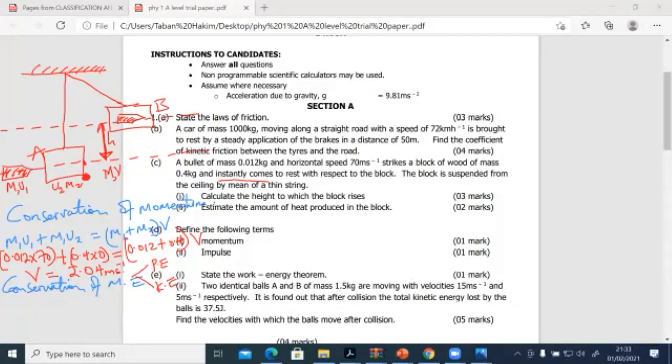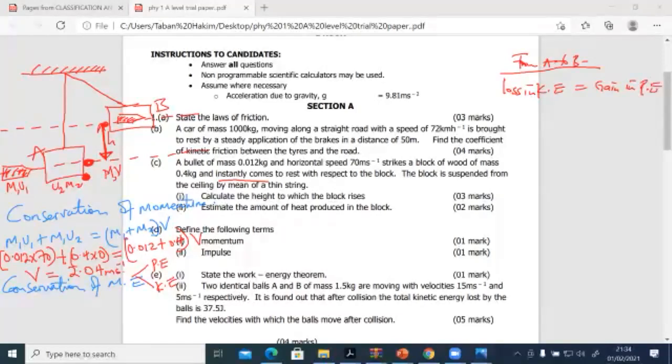Now, as the body is moving from A to B, let me write this on the other side. From A to B, we are using conservation of energy. And what does it say? It simply says that total mechanical energy at this point is equal to total energy at this point here. Or simply you can say that loss in kinetic energy is equal to gain in potential energy.